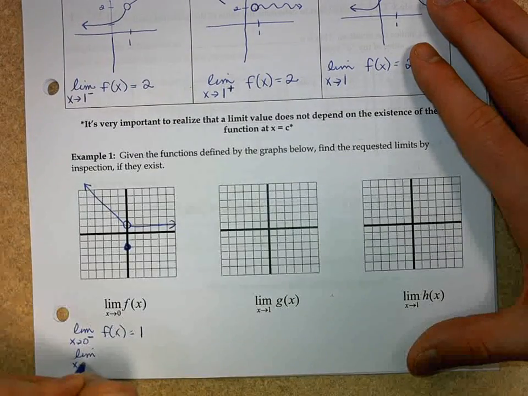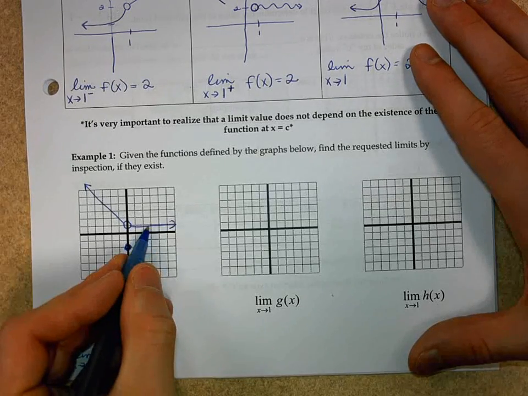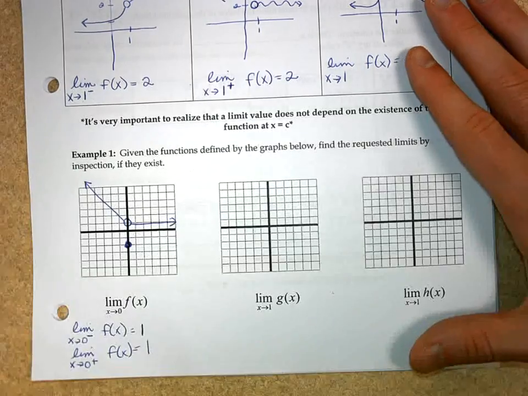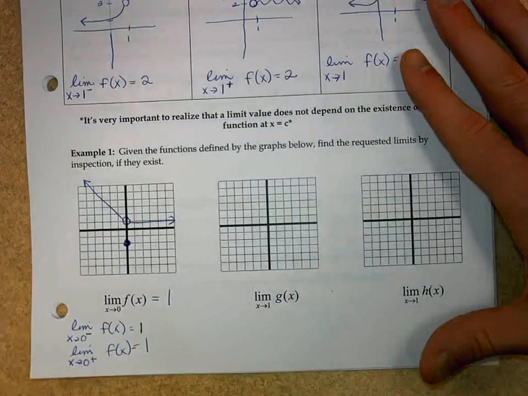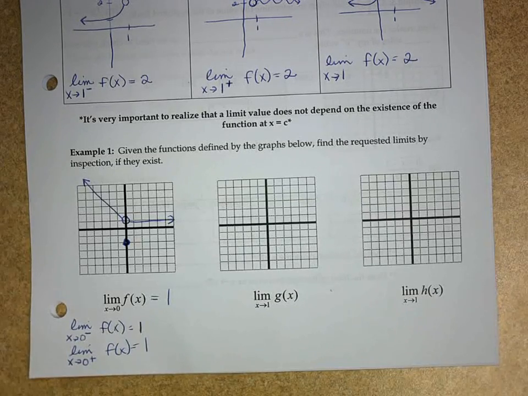I then look at the limit as x approaches 0 from the right. And as I go from the right, you can see that it equals 1 as well. So then the limit of the whole thing is going to equal 1. We've got to make sure both of these things work.